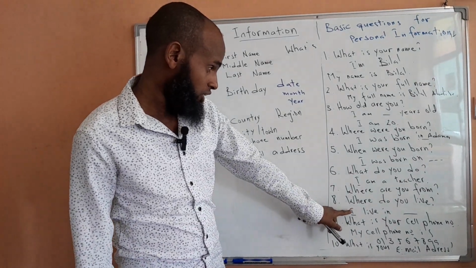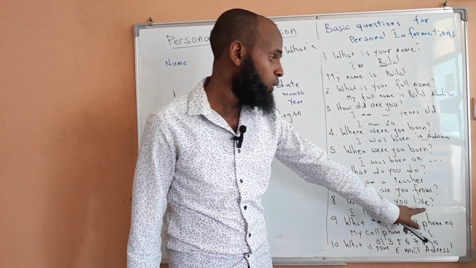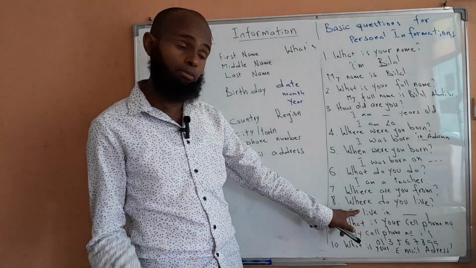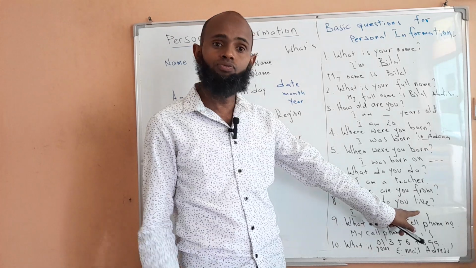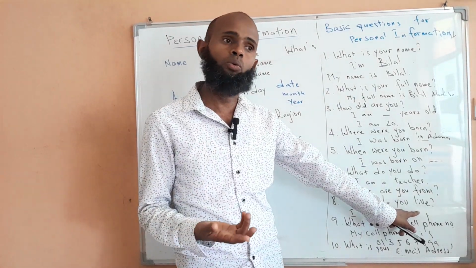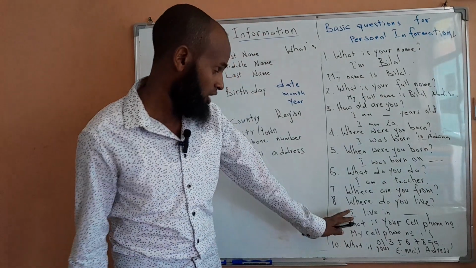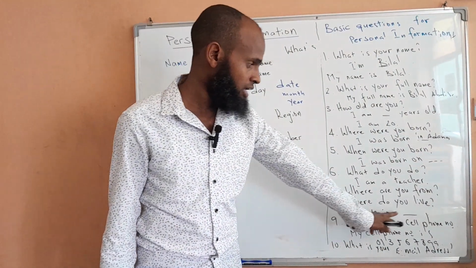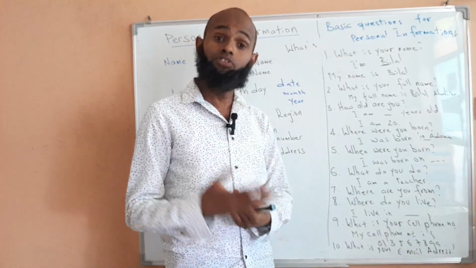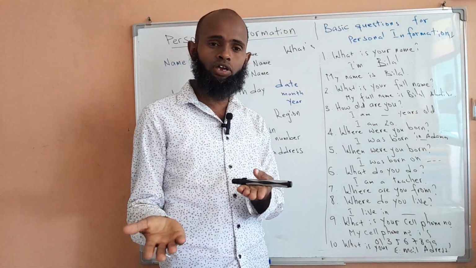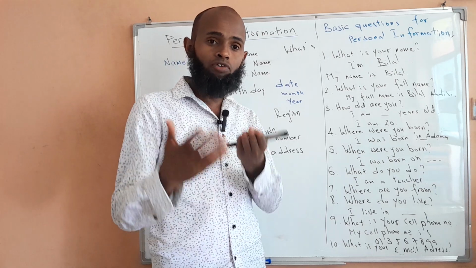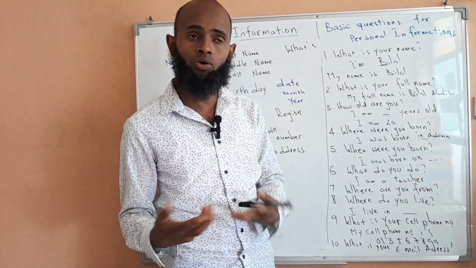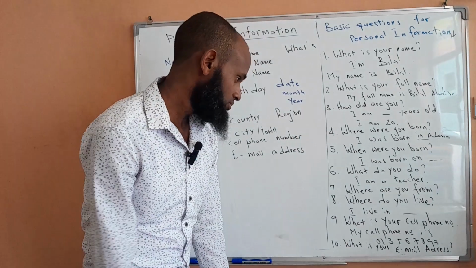The next question is, where do you live? Where do you live? Your residence, where you live. So you can answer this question by saying, I live in the city you live in. I live in Adama. I live in Ethiopia. You can also tell your city or your town or your country.